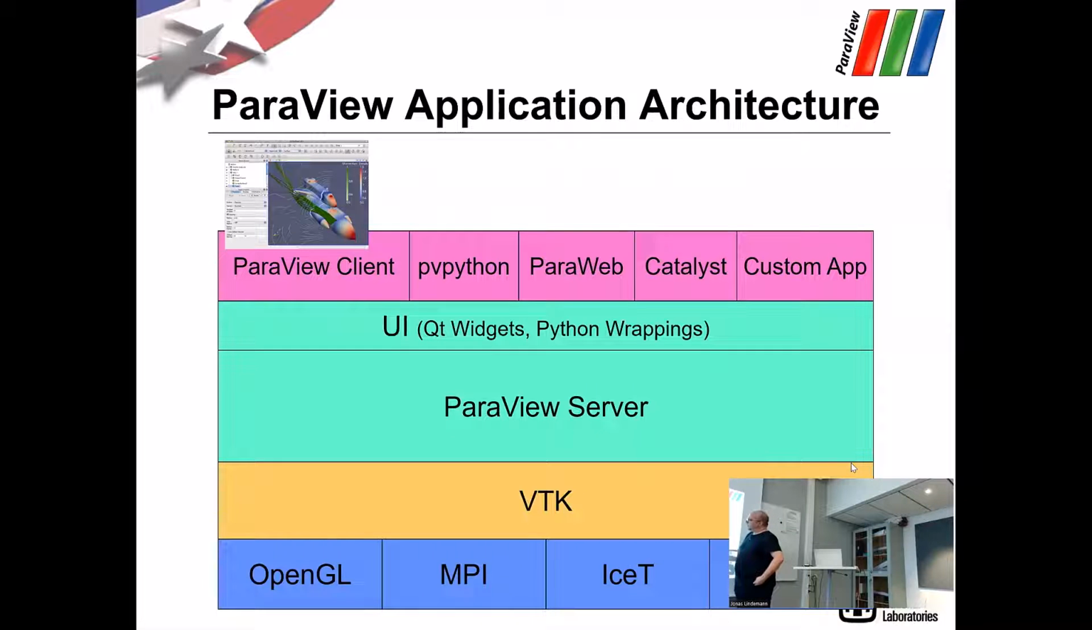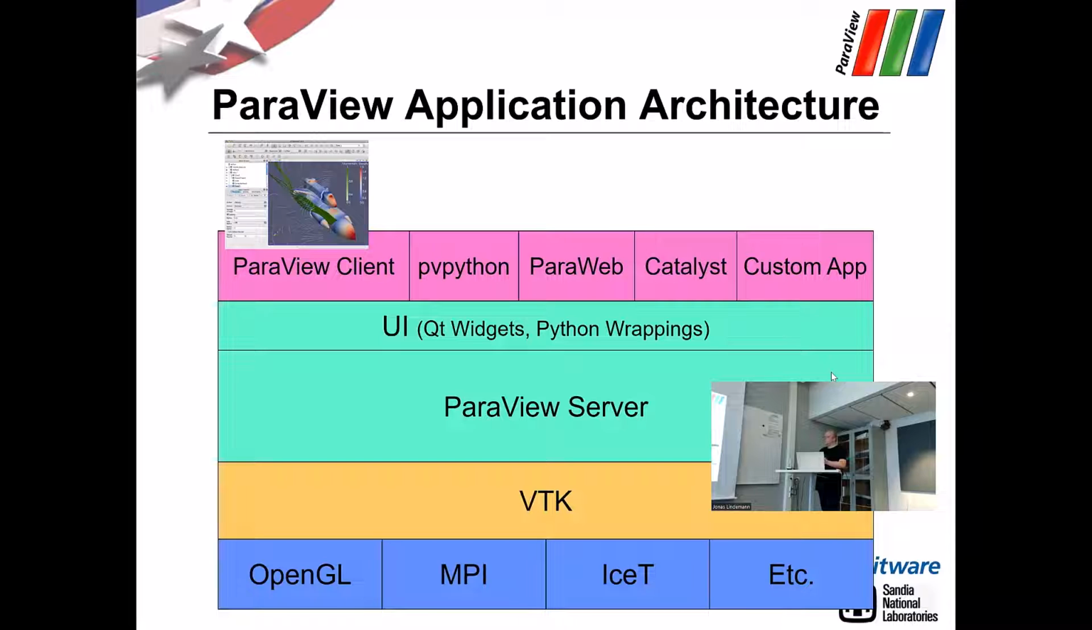ParaView client and all these applications are built on top of a UI library called Qt widgets, built on top of something called ParaView server. That is the tool you use for running in parallel. And below here you can see something called VTK, which stands for Visualization Toolkit, which is a large C++ library for visualization. So ParaView is implemented using this library. And that library uses OpenGL, MPI, and many other technologies to implement the visualization. OpenGL is an interface for hardware accelerated graphics, and MPI is for parallel computing.